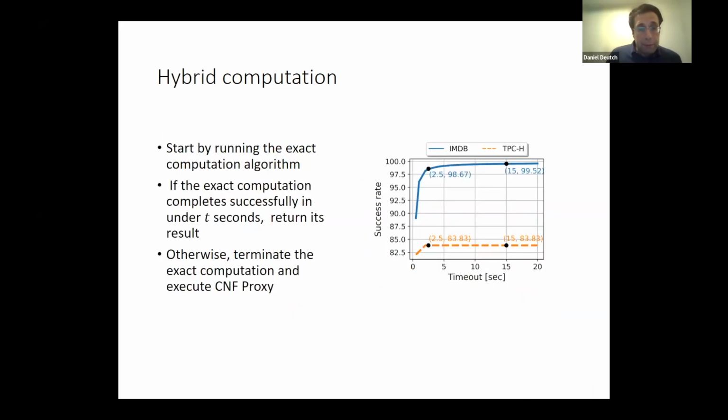We can also propose a hybrid computation, which is what we propose in practice. Essentially, start by running the exact computation algorithm, and if it completes successfully in under t seconds, just return its results. Otherwise, terminate the exact computation, give up on exact values, and resort to this ranking. And this is an approach that's actually very effective in practice, because what we have observed is that if the algorithm succeeds, it typically succeeds quite fast, like in 2.5 seconds. So after this threshold, we can just resort to a ranking without guarantees.